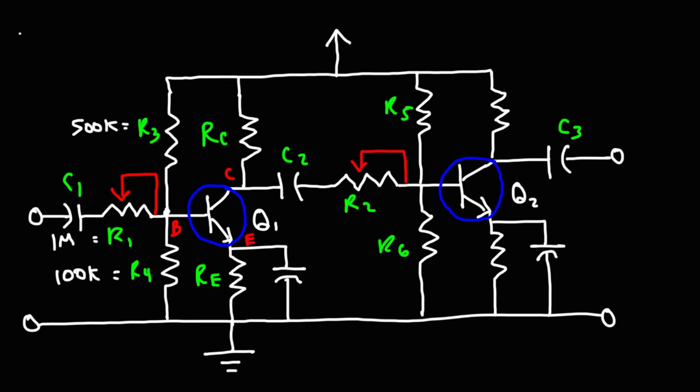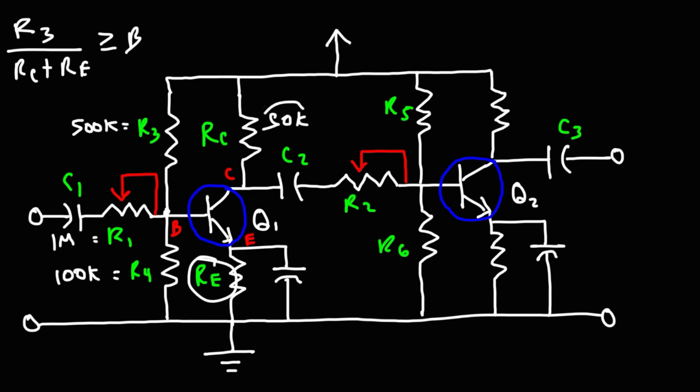So what I'd like to do is make sure that the base resistance, which in this case is R3, the ratio of the base resistance to the sum of RC and RE is equal to or greater than beta, so that the current gain is not limited by those resistors. So let's say, for instance, if RC was 50K and R3 is 500K, and let's say RE is relatively small compared to RC, then beta will be limited by these two resistors.